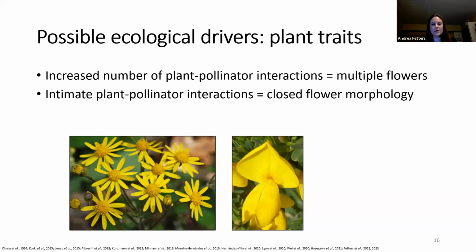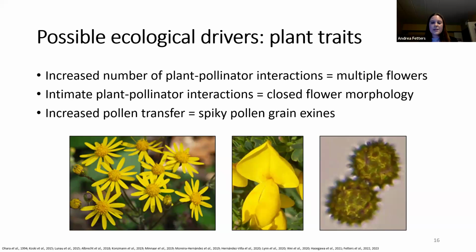Higher intimacy in plant-pollinator interactions increases the likelihood that pollen and then perhaps pollen-associated viruses will be transferred to a stigma. And lastly, spiky pollen grain exines, or the outer layer of pollen grains, help pollen cling better to pollinators, which can also increase the likelihood of transfer of pollen grains and maybe those pollen-associated viruses to recipient flowers. And these are not all of the plant traits or flower traits that could be important here, just a small snapshot.